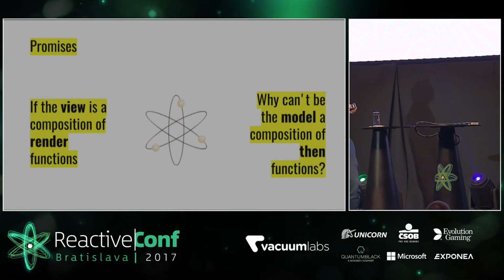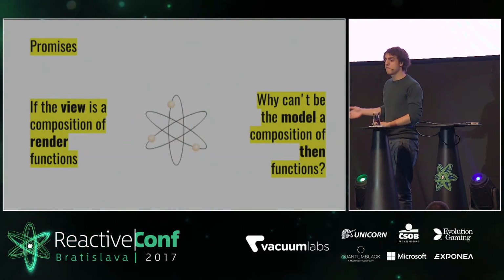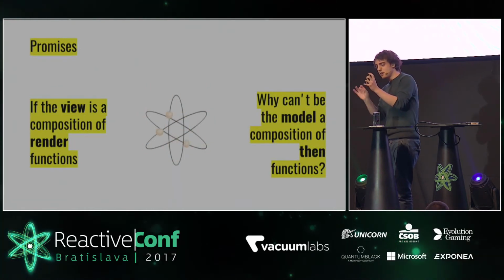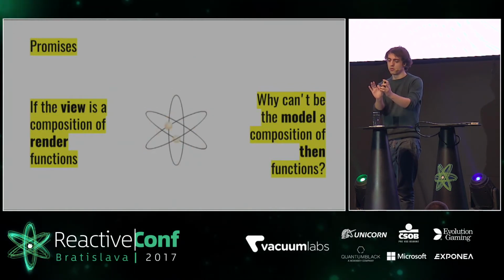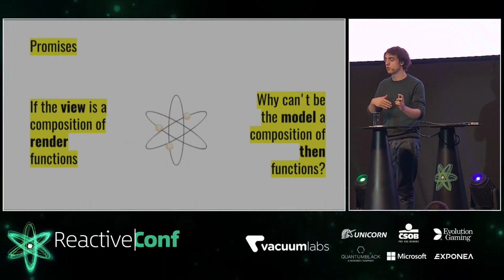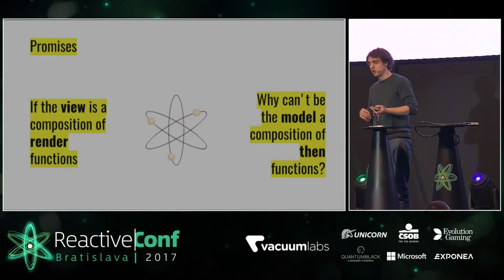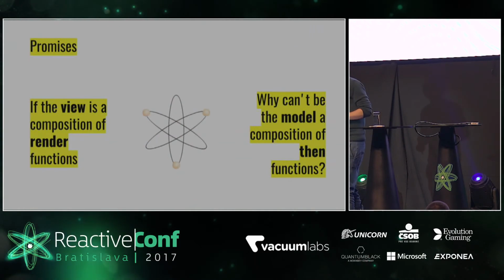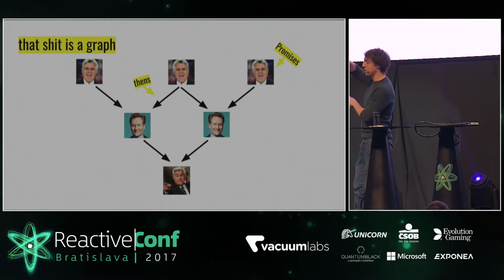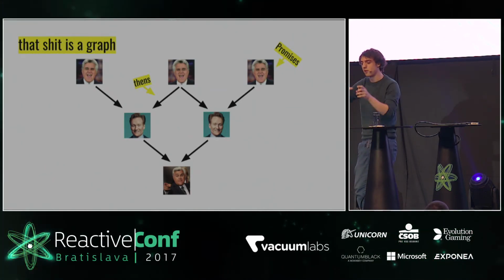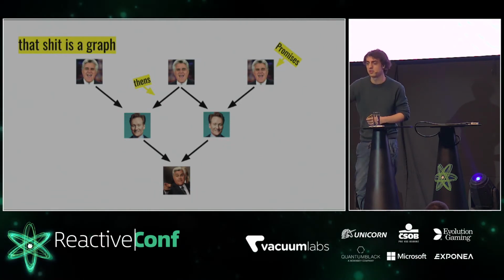So there is the thing. If the view is a composition of render functions, why cannot the model be the composition of then functions? Because when you have it on one data, you can log it, you can inspect it, you can see the chain of pure functions which you can reason about. You can compose multiple promises that will wait on each other. And that's monadic composition, and you want to try it. So we end up with a graph. It looks inverted because you are usually composing multiple promises into one for a component that will eventually wait.